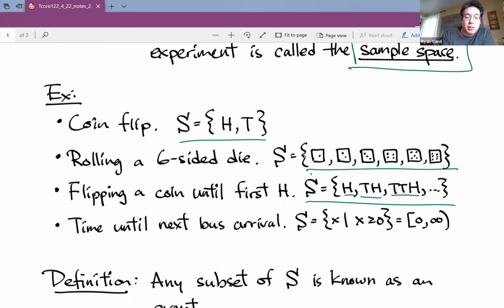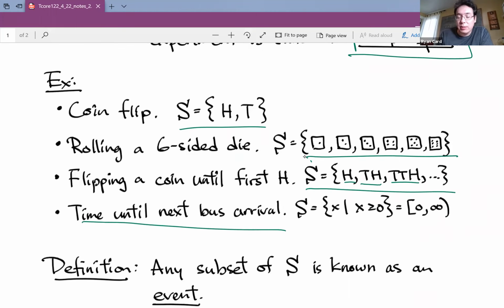Another sample space could come from a random experiment of taking a stopwatch and measuring time until the next bus arrival. Time could be 0, the bus could come right away, or it could take any number of minutes. Maybe the bus gets in a car crash and the bus stop gets eliminated, maybe it never comes. But it could be anywhere from 0 up to any number of minutes. So any positive number will do in this case.